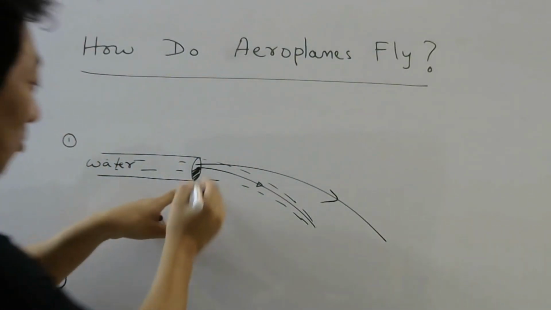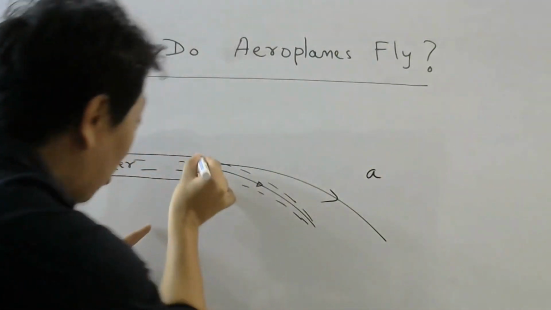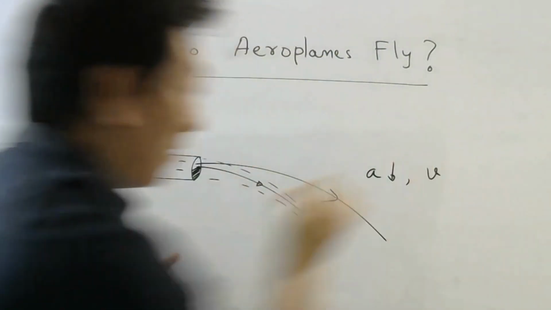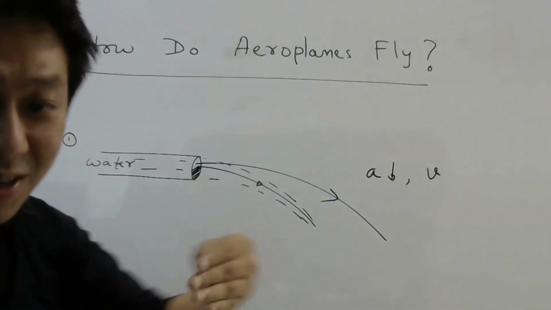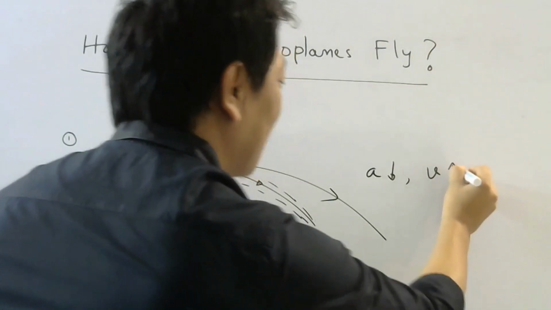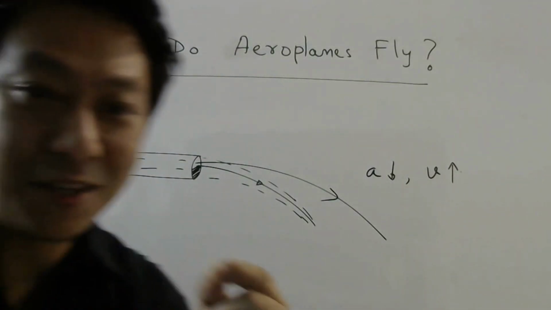That means that when you decrease the area of this pipe, you see the speed, I'm using the letter V for speed, the speed with which the water comes out increases. So that's the first observation we need to know.